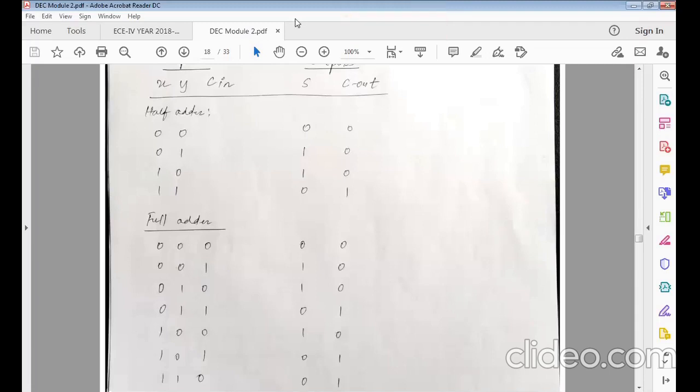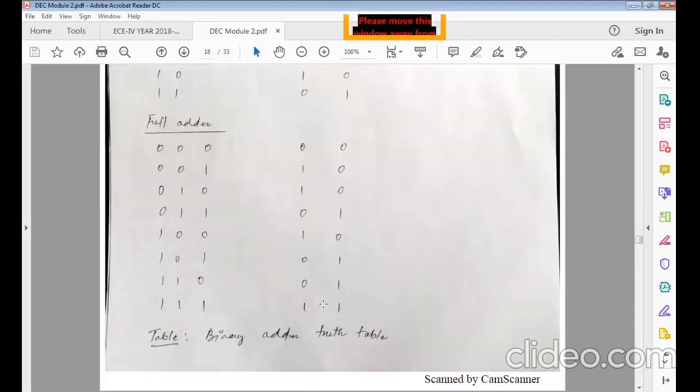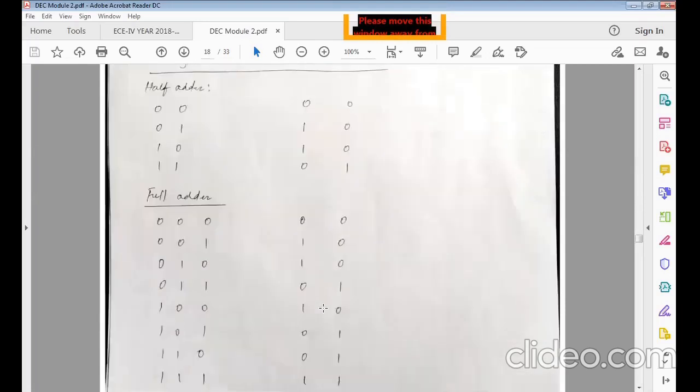You have x, you have y, and you have c. Okay, three inputs, and I think you know how sum and carry are getting generated, right? Any doubts in how we are determining the values of sum and carry, students? Okay, fine, Surya, thank you.